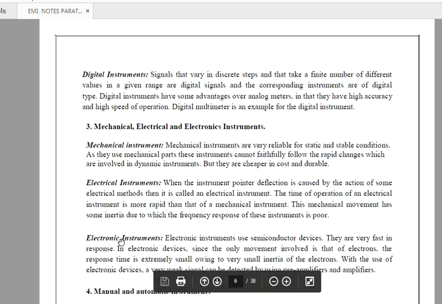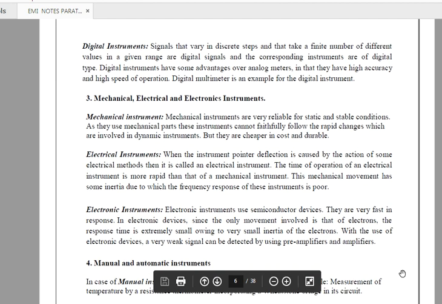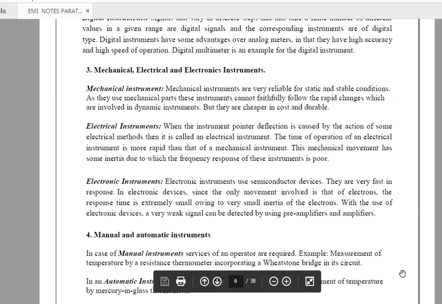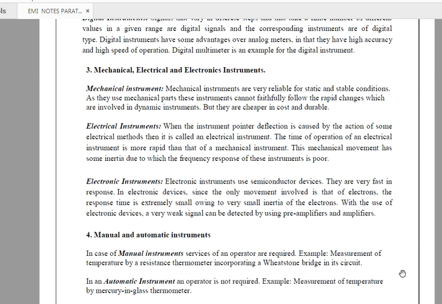Then it is called an electronic instrument. Electronic instruments are semiconductor devices. The instruments that use semiconductor devices are known as electronic instruments. They are very fast in response. In electronic devices, since the only movement involved is that of electrons, the response time is extremely small, owing to the very small inertia of the electrons.